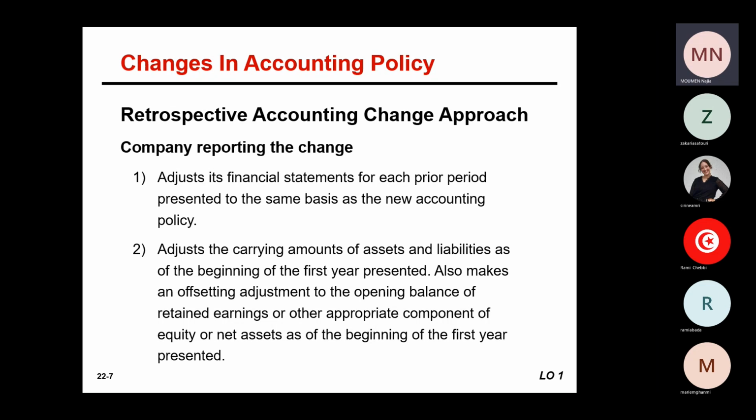So if they must be presented on the same basis, meaning what? We have to look at the carrying amount of the assets and liabilities as of the beginning of the first year presented. Okay, so here we will need to adjust the amount of the assets and liabilities at the beginning of, as I said, the first year presented. And of course, you may think that's obvious. This change in the amount of assets and liabilities will also impact the opening balance of the retained earnings. Okay.